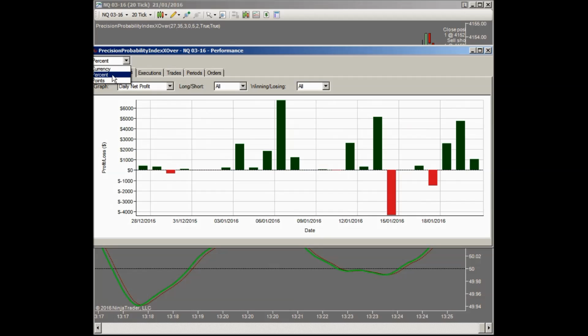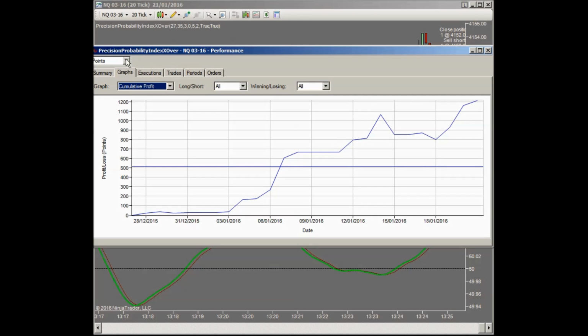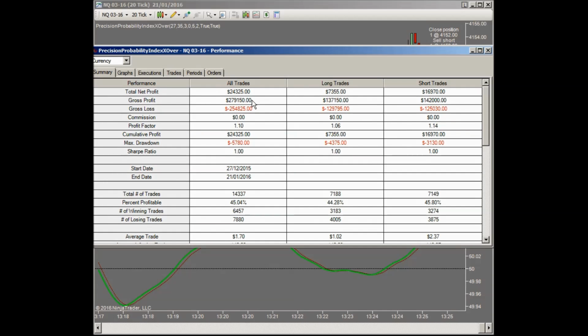In terms of points, it's not changing to points for some reason. Okay, in terms of points, there it is, 1200 points, which in currency is 24,000.